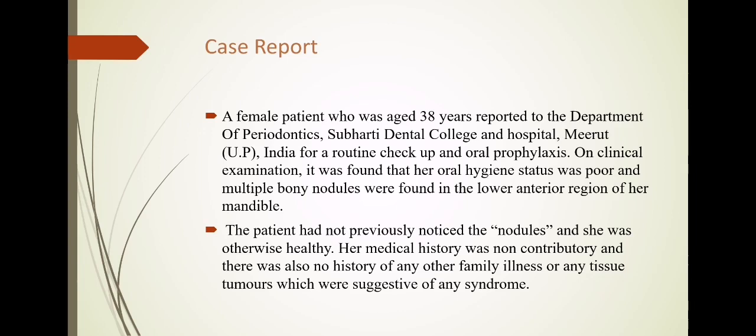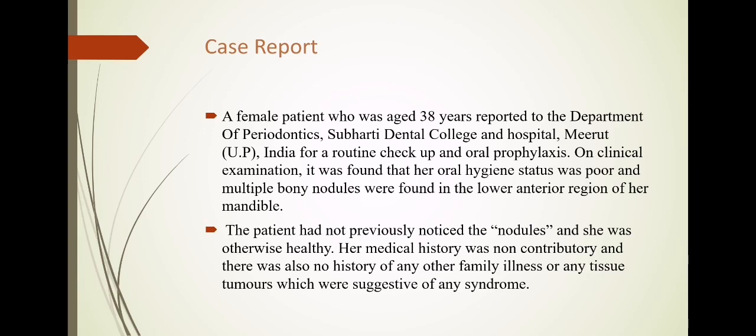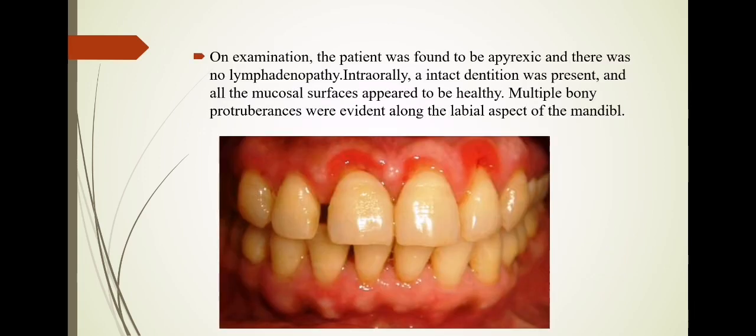Her medical history was non-contributory and there was also no history of any other family illness or any tissue tumors which were suggestive of any syndrome. So the medical history is important in these cases to rule out the presence of syndrome or any tumors. On examination, the patient was found to be apyrexic and there was no lymphadenopathy. Intraorally, intact dentition was present and all the mucosal surfaces appeared to be healthy.